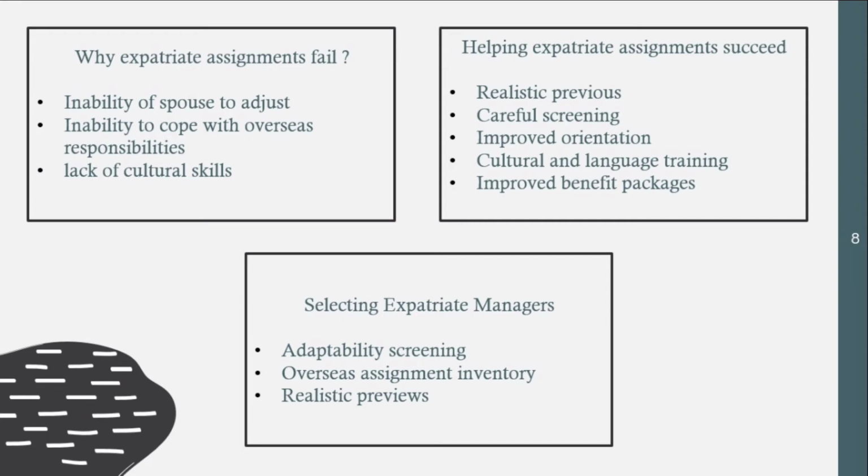Helping expatriate assignment success. 1. Realistic previews. 2. Careful screening. 3. Improved orientation. 4. Cultural and language training. And the last, improved benefit package.